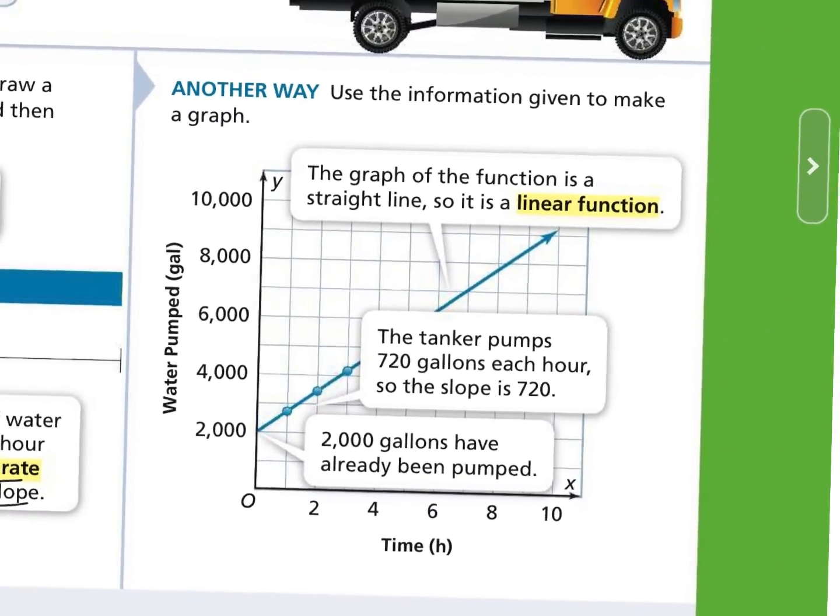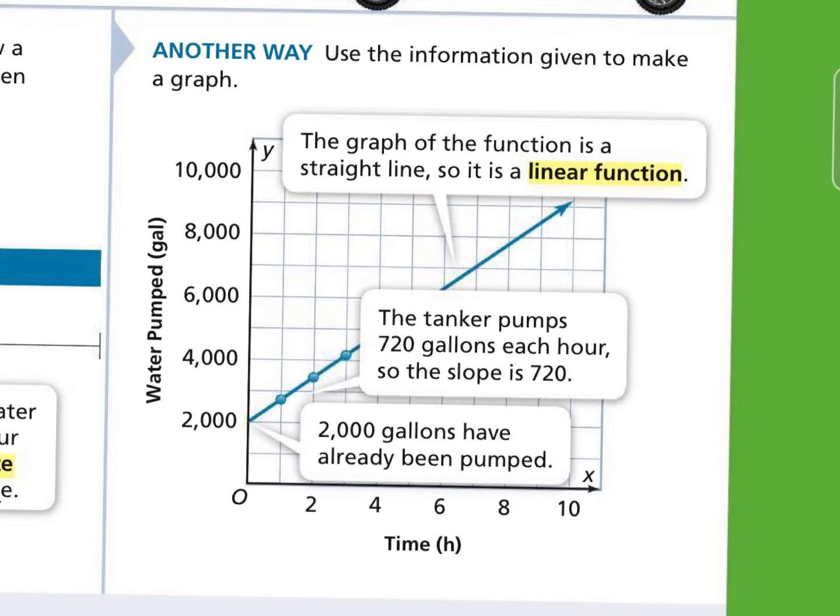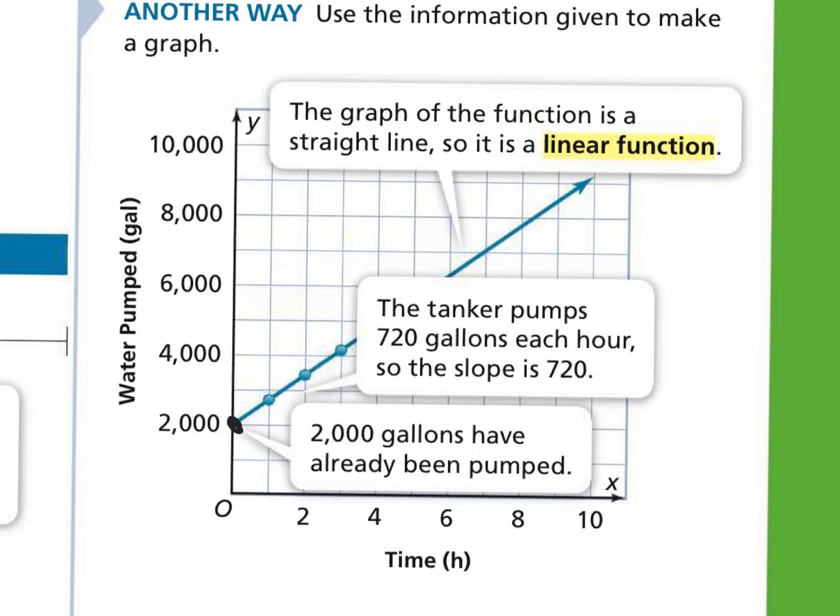If you look at this graph, they graphed this. Here's their y-intercept because 2,000 gallons were already pumped, and then 720 gallons each hour. That's the slope. It's kind of rough here because it's roughly graphing the points, since we're going up 720 and over 1. The over 1 is fine, but up 720 is kind of an in-between point. It's a little bit hard to tell exactly where to put that, but anyway.